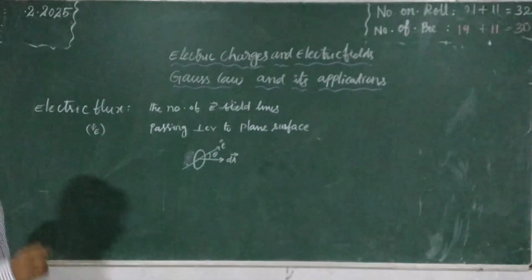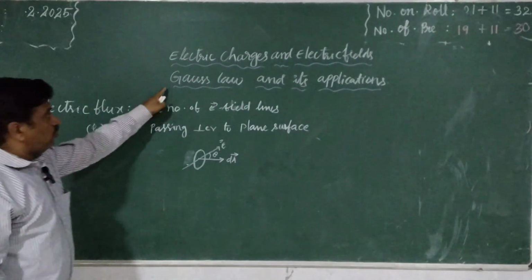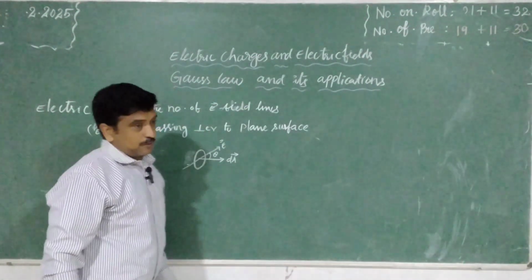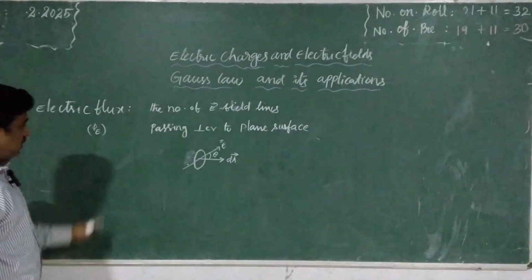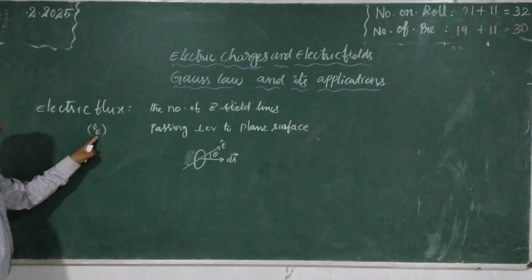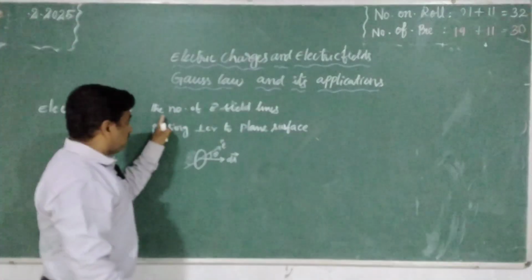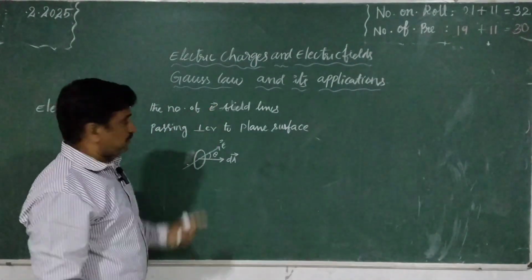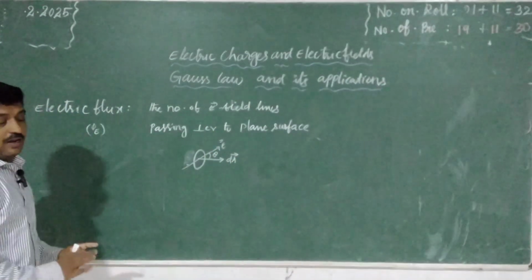12th standard, first lesson: electric charges and electric fields. In this 12th video, about Gauss law and its applications. Before that, we discuss electric flux. Electric flux is represented by phi E. How to represent it? Phi means flux, E means electric. So electric flux means the number of electric field lines passing perpendicular to a plane surface. We call it electric flux.